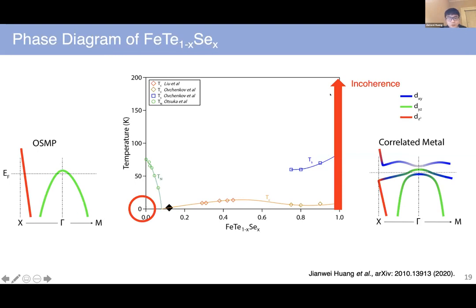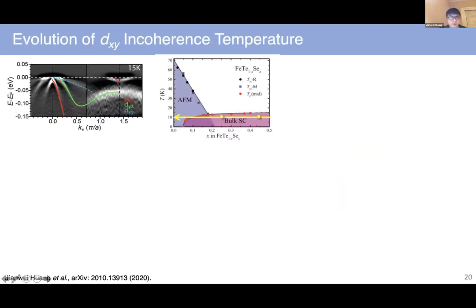It's a ground state. So suppose we go from iron selenium to iron tellurium, we will expect a decrease of the dxy orbital coherence temperature. So let's check whether this is the case.